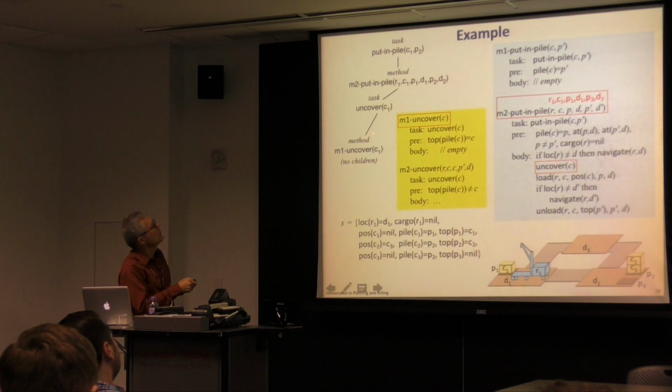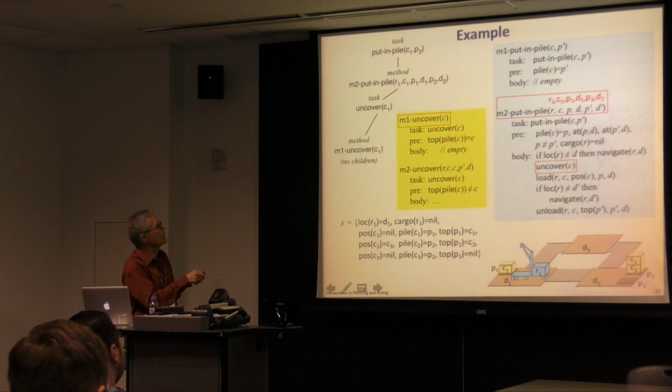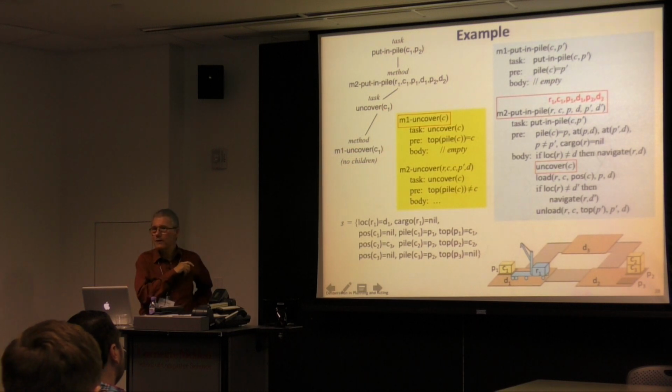Okay. We're also developing a refinement tree as we go through this. We have this task of putting this thing in the pile. We chose to use this particular method because this thing is in a different pile from where it's supposed to be. This method, if we start executing it, has this uncover task, which is why we retrieve that. And so we use this method. There's nothing that needs to be done, so there's no children of that in the tree.